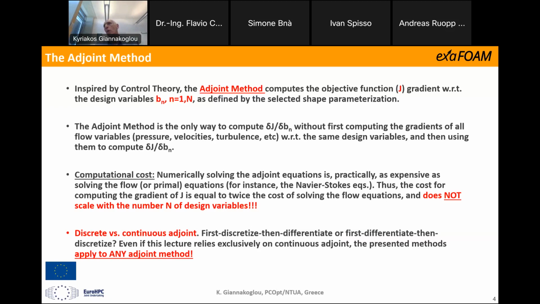And the most important, and the reason many industries, practically all industries, rely upon the adjoint method is that this cost does not scale with the number n of design variables.